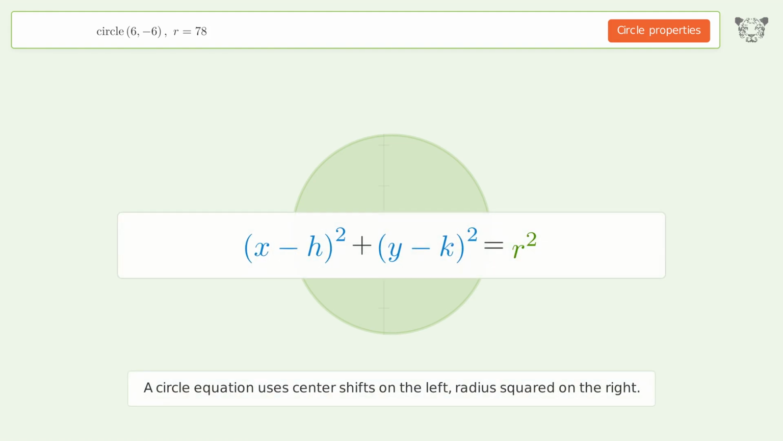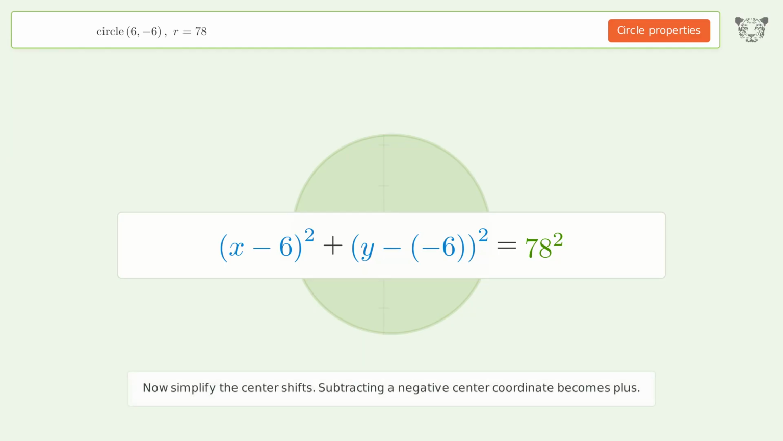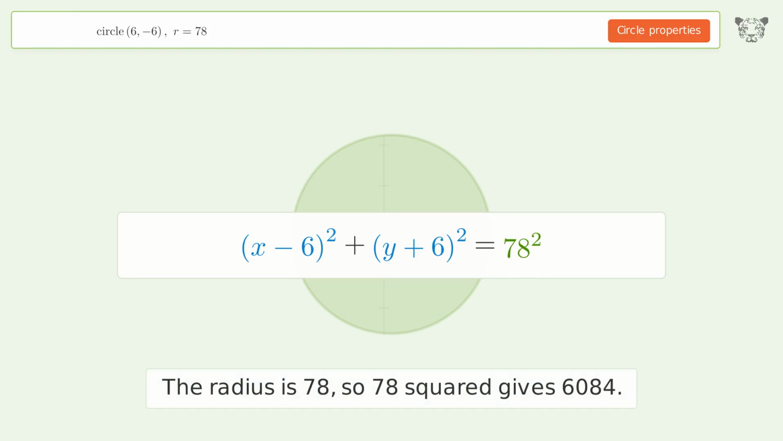A circle equation uses center shifts on the left, radius squared on the right. Substitute the center values and the radius before simplifying the signs. Now simplify the center shifts. Subtracting a negative center coordinate becomes plus. The radius is 78, so 78 squared gives 6084.